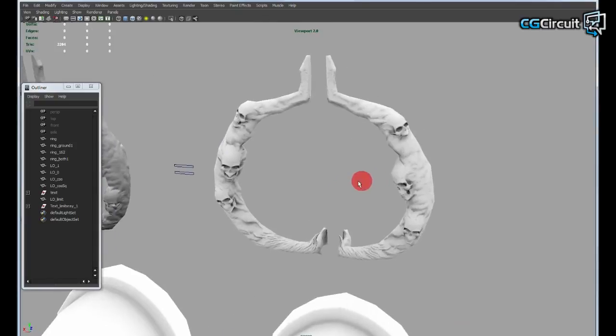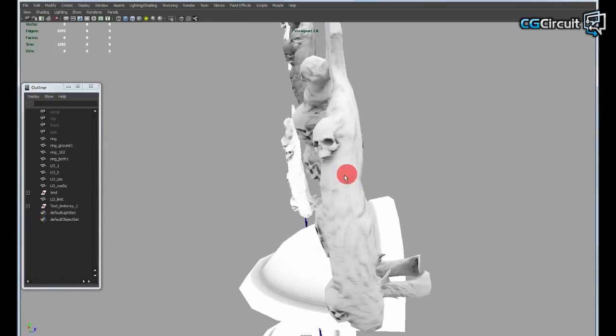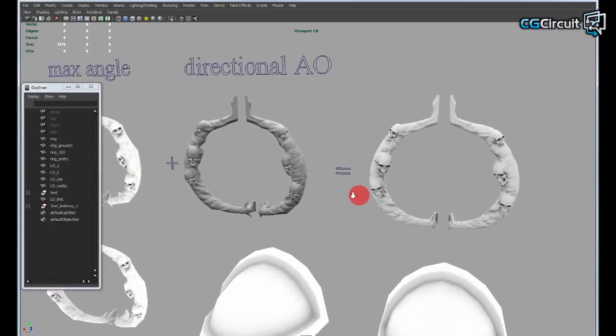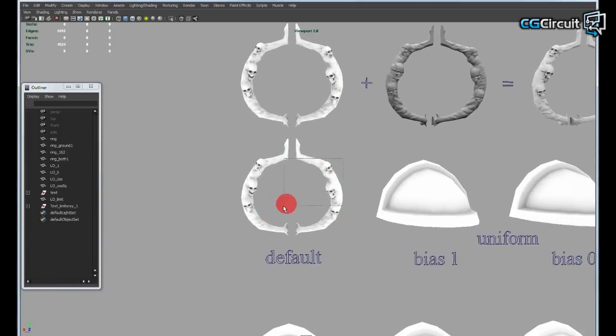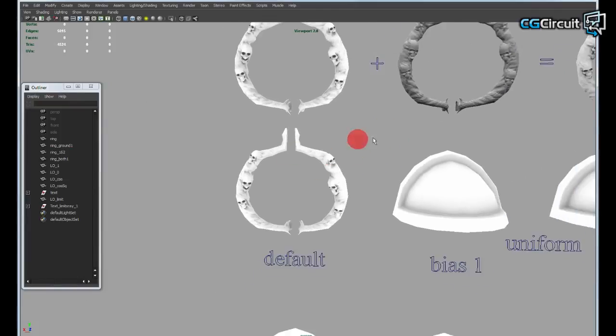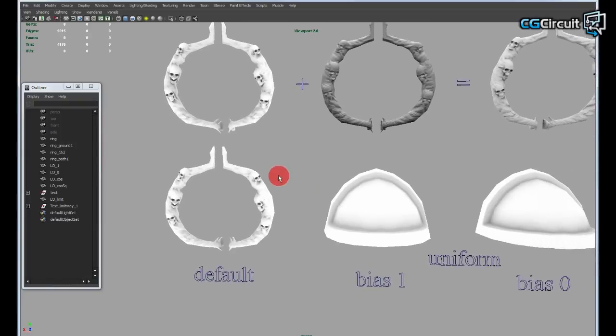So what I like to do with this is use it as a starting point for my diffuse texture. Now, a lot of people will have an AO like this, and then they'll just keep it on a multiply layer on top of their texture just to give it some shadowing. And that's fine, but that's not really the way I like to work.